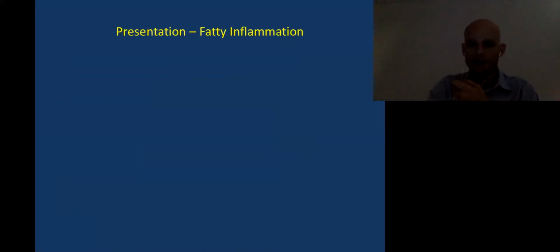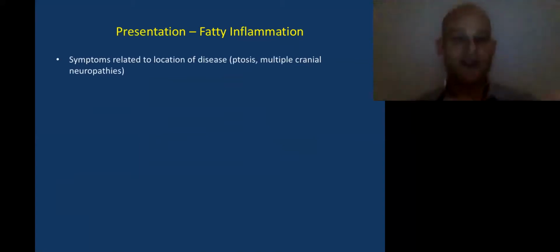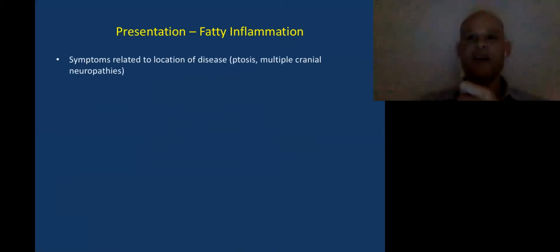Fatty inflammation. Well, really, fatty inflammation of the orbit presents with varying symptoms, and it's all based on the location of where fat is inflamed. Given that fat makes up the vast majority of the orbit, if, for example, the fat of the orbital roof is affected, well, patients will come in usually with ptosis. If it's the fat at the apex of the orbit, well, they can come in with multiple cranial neuropathies. So it all depends on where the fatty compartment is affected.